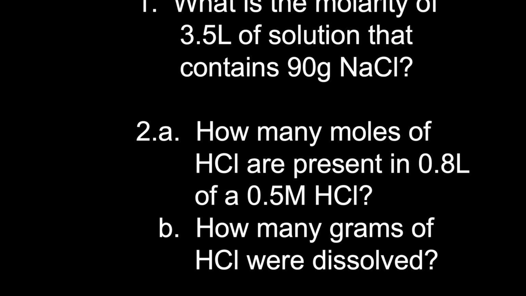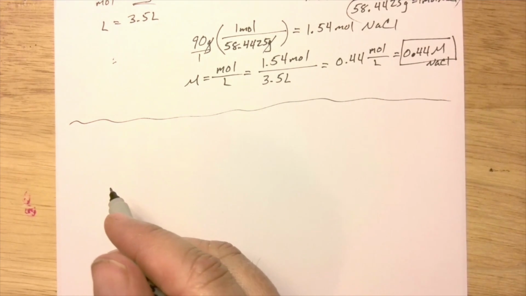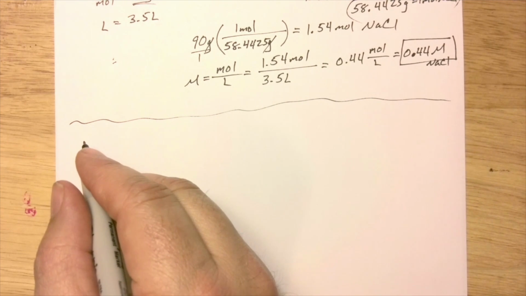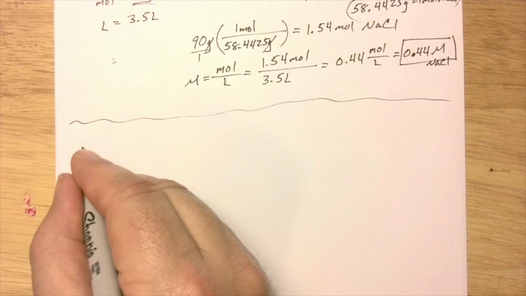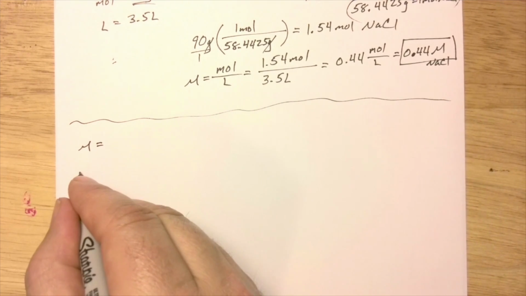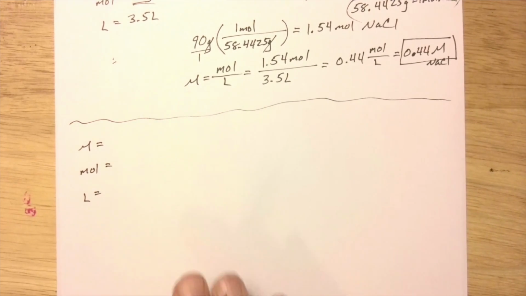2a. How many moles of hydrochloric are present in 0.8 liters of a 0.5 molar hydrochloric? All right, for number 2. Number 2 has 2 parts to it. So you're trying to find out how many moles are present in 0.8 liters of a 0.5 molar hydrochloric. Again, one thing I would recommend doing is just write down the information that you have. So you have molarity, moles, and liters. Those are the 3 main things that you'll need.